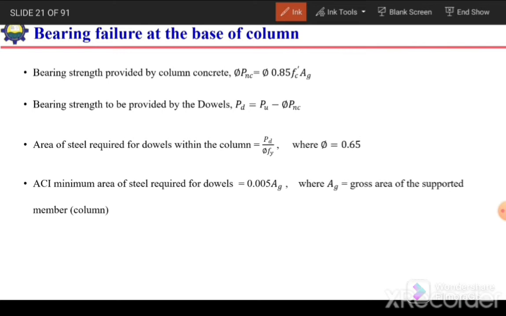The ACI specifies that the minimum area of steel required for dowels should be equal to 0.005 times Ag, where Ag is the gross area of the supported member, or area of the column. So we need to provide 0.5% reinforcement for dowels, or the higher value calculated from here.